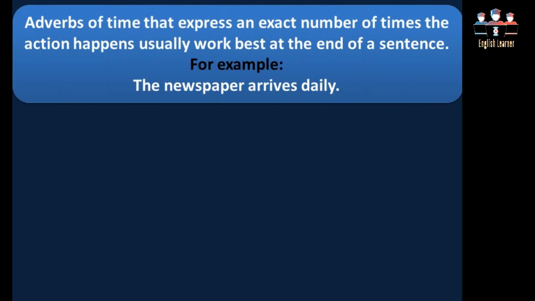Next rule: adverbs of time that express an exact number of times an action happens usually work best at the end of the sentence. For example, the newspaper arrives daily. In this example, daily is an adverb of time, and it indicates an exact number of times an action happens, usually in routine. So that's why we have used daily at the end of the sentence.